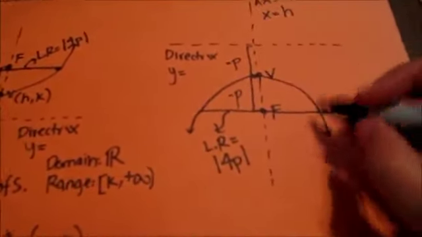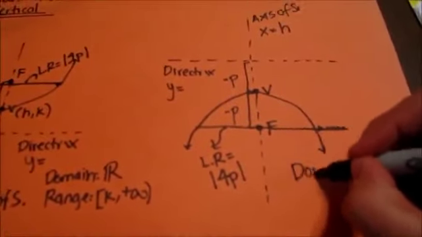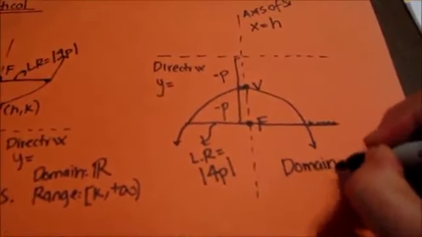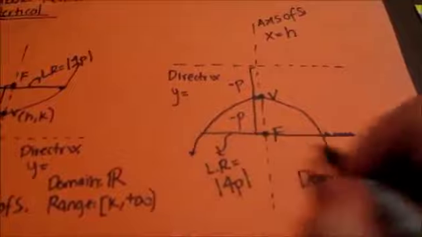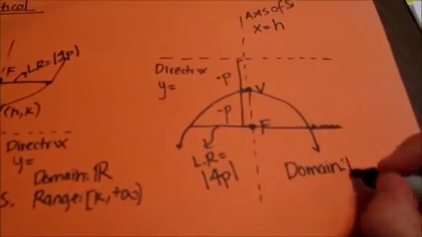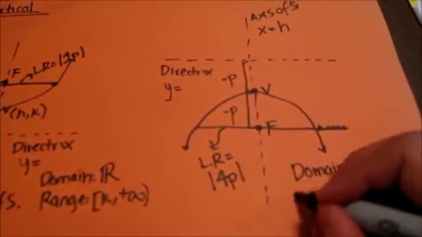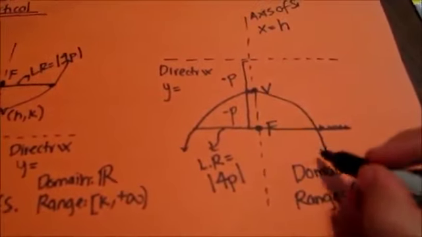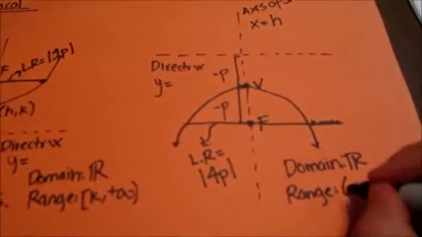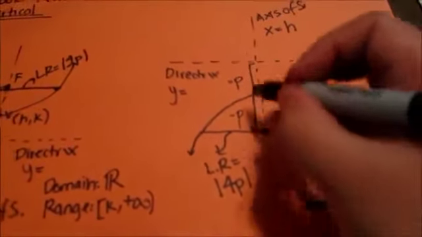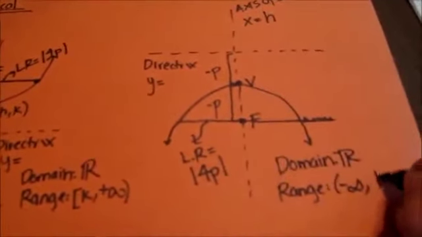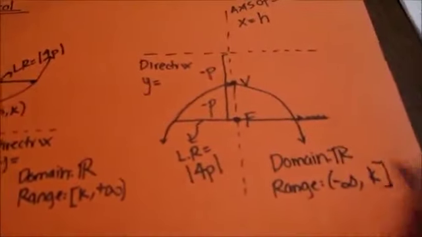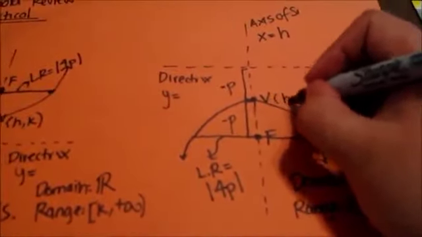Now, the domain for this one, again, you will have real numbers. And the range, remember, we start from the negative, so negative infinite, comma, the value of k of your vertex. Remember, this is h, k.